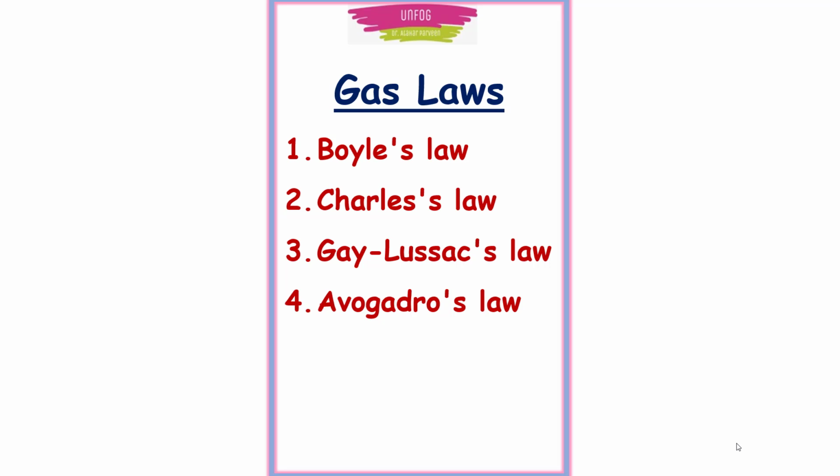Okay. Now there are 4 types of gas laws. When we talk about gases, there are 4 types of gas laws. First is Boyle's law, Charles' law, Gay-Lussac's law, and Avogadro's law. They all deal with pressure, volume, and temperature of a gas. These 4 people gave laws based on gases depending on their pressure, volume, and temperature.